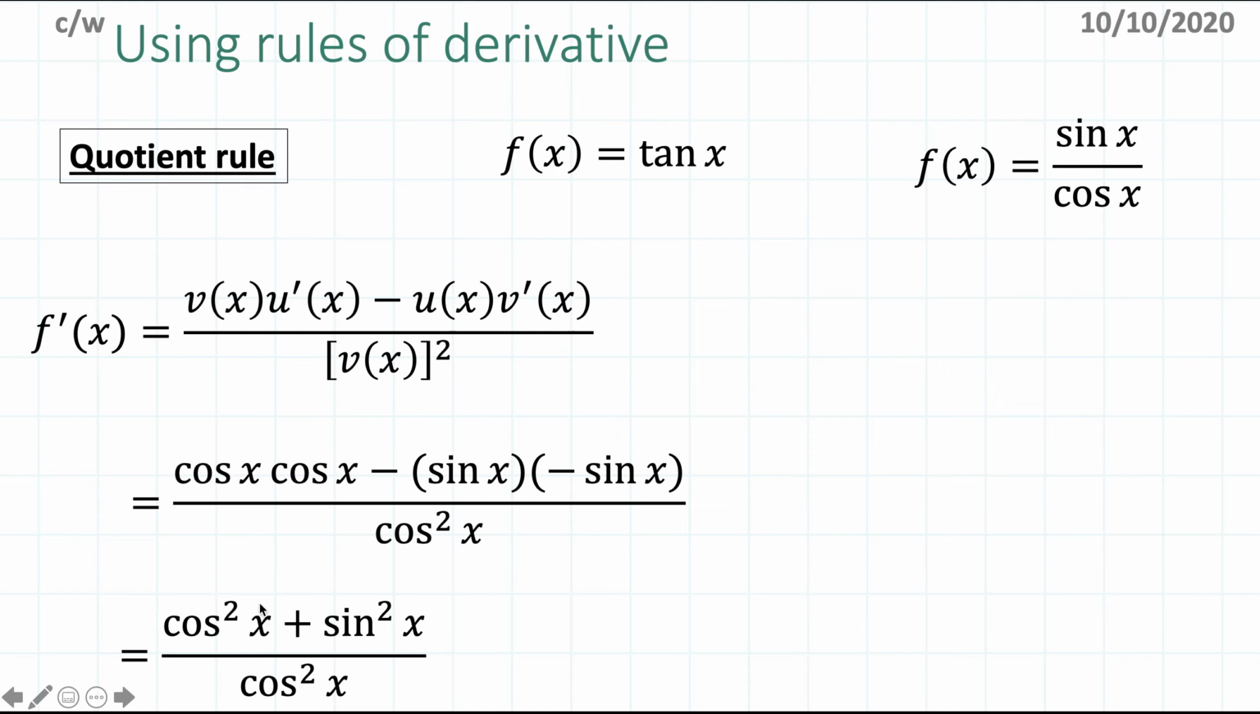But an easier simplification is to know that the numerator simplifies to 1, because the numerator is basically the Pythagorean identity, cos squared x plus sine squared x, not minus. The minus is a different identity. So that's 1 over cos squared x. If you're doing math HL, you can use one of the reciprocal functions to rewrite this.